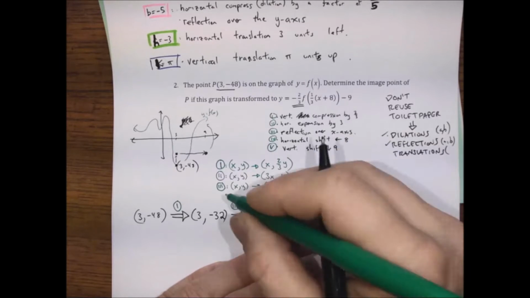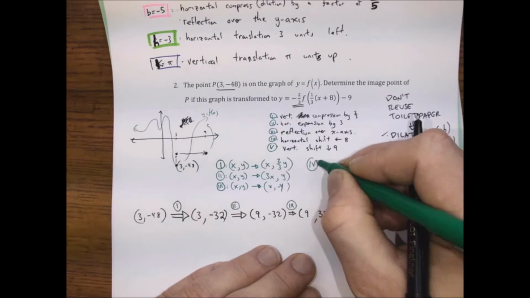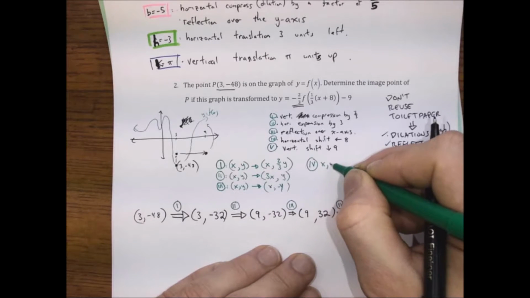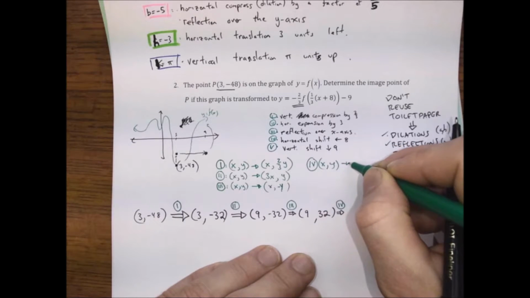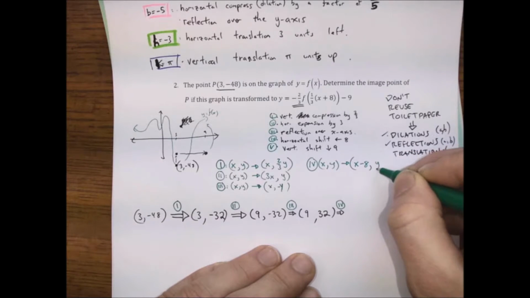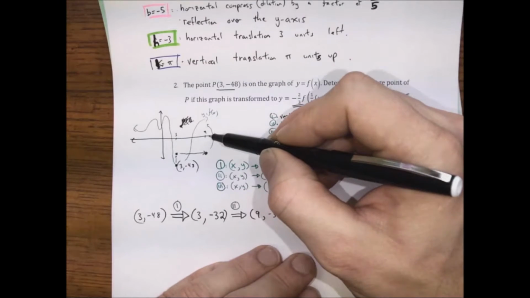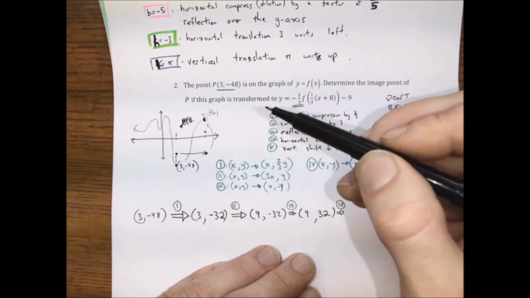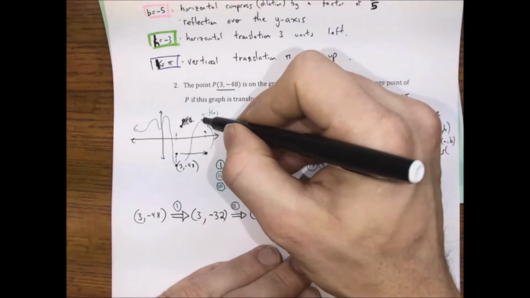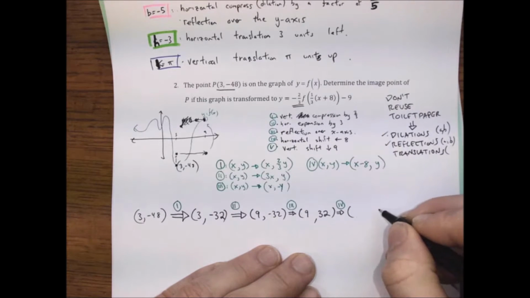Step 4, well, what does 4 do? 4 shifts left 8. So that means I take, for any point x, y, and replace it with the value x take away 8, y. So while flipping this across the x-axis, put my new point up here, now it's going to shift to the left 8. So I'm going to rewrite my point here.